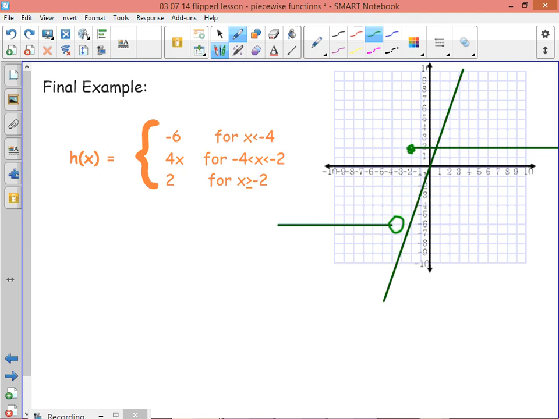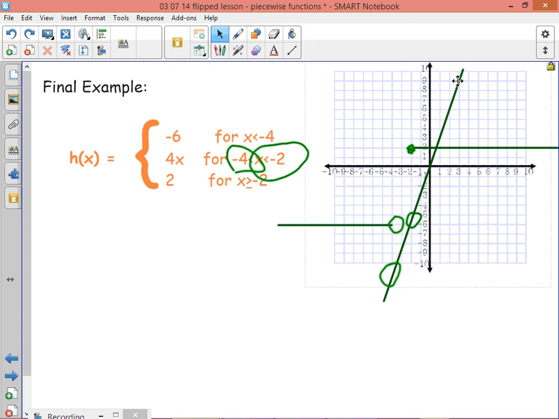So at -4, I'm going to put an open circle because it cannot equal -4. So I put an open circle. I made a mistake there. I put an open circle where x is -4. I put another open circle because it can't equal -2 either, an open circle there. And then I get rid of everything else.